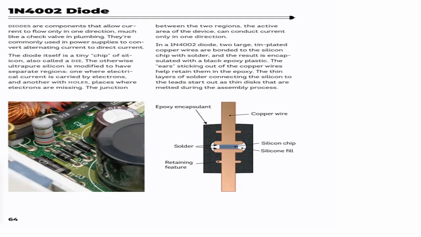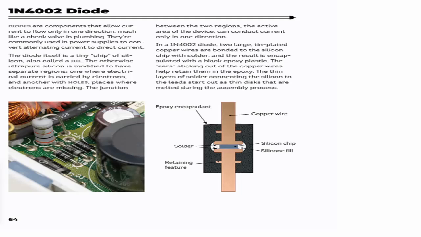The diode itself is a tiny chip of silicon, also called a die. The otherwise ultra-pure silicon is modified to have separate regions, one where electrical current is carried by electrons and another with holes placed where electrons are missing. The junction between the two regions, the active area of the device, can conduct current only in one direction.